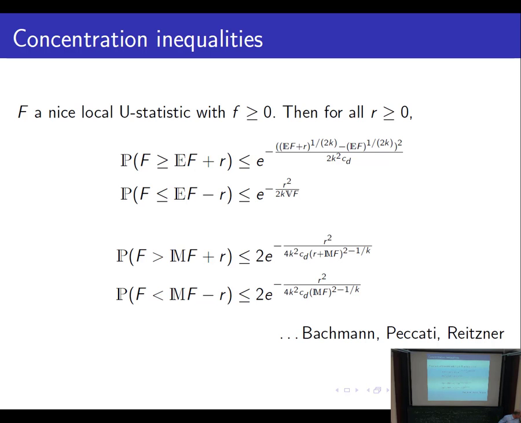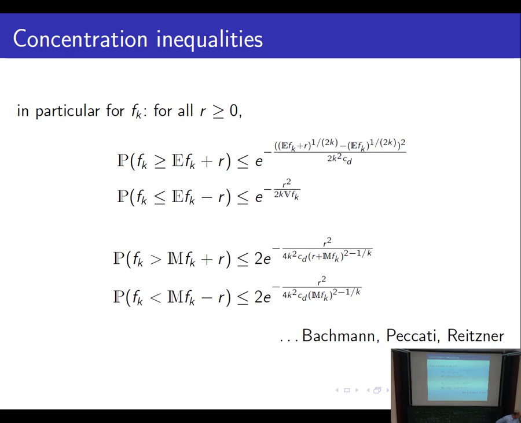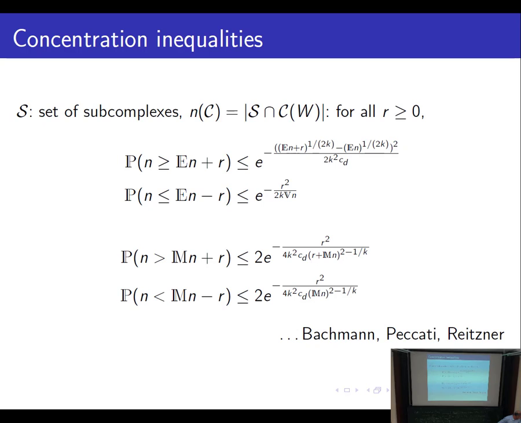So these are very general. For local U statistics, in particular, if you want to know concentration inequalities for the number of k-faces, then we have precise upper and lower bounds for this number of k-faces around the expectation and median, and clearly expectation and median are very close and behave in the same way. And also, clearly, you cannot only count the number of k-faces, but you can count all subcomplexes you're interested in, as long as they are connected.